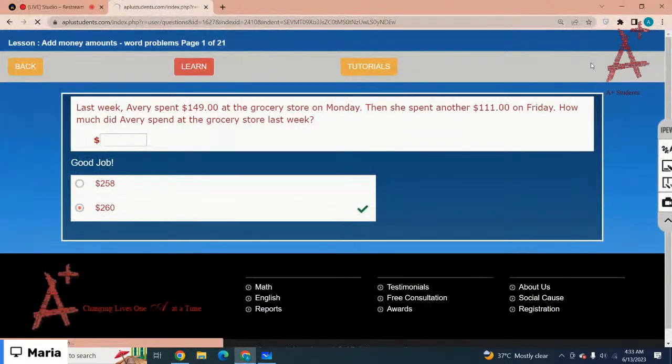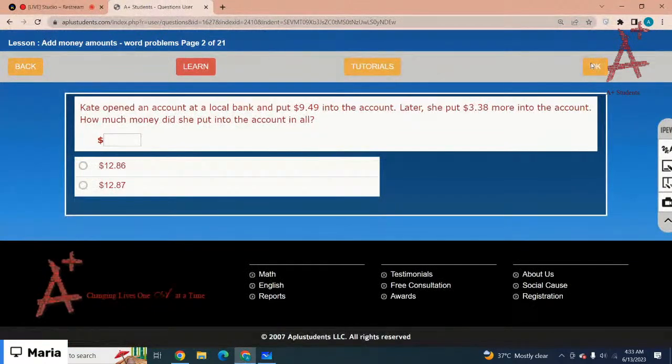Okay, the next one is Kate opened an account at a local bank and put $9.49 in the account. Later, she put $3.38 more into the account. How much money did she put into the account in all? So you have to add 9.49 and 3.38. Got it? Let's just add them.